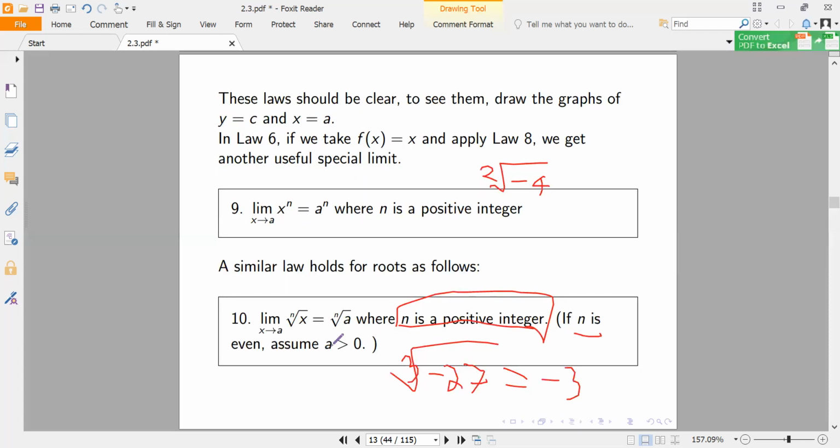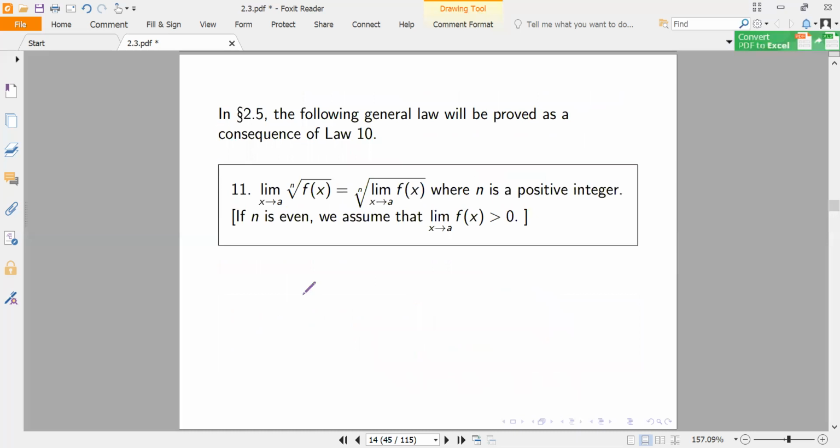And to generalize it here, we're just talking about x. So we're generalizing, just say f of x. Basically we say that the limit of x approaching a of the nth root of f of x is the same thing as the nth root of the limit of f of x. And again, if n is even, we need the limit here to be positive, because inside the root, we cannot have a negative number. I hope that part is clear.